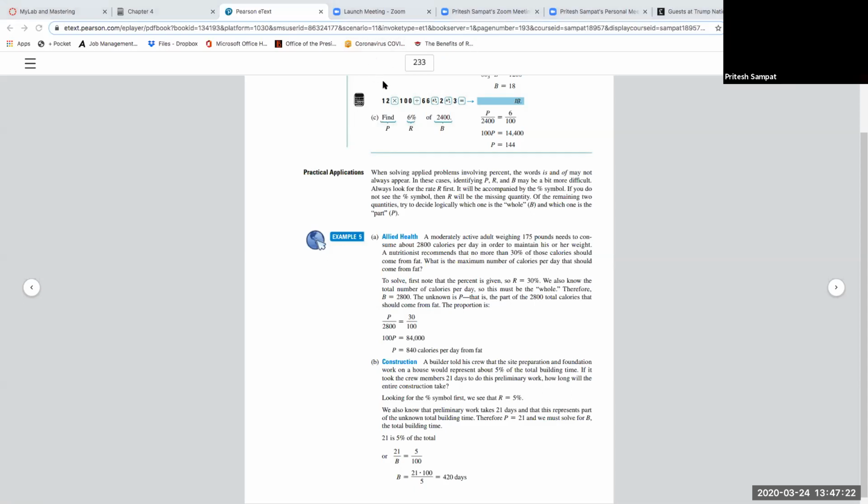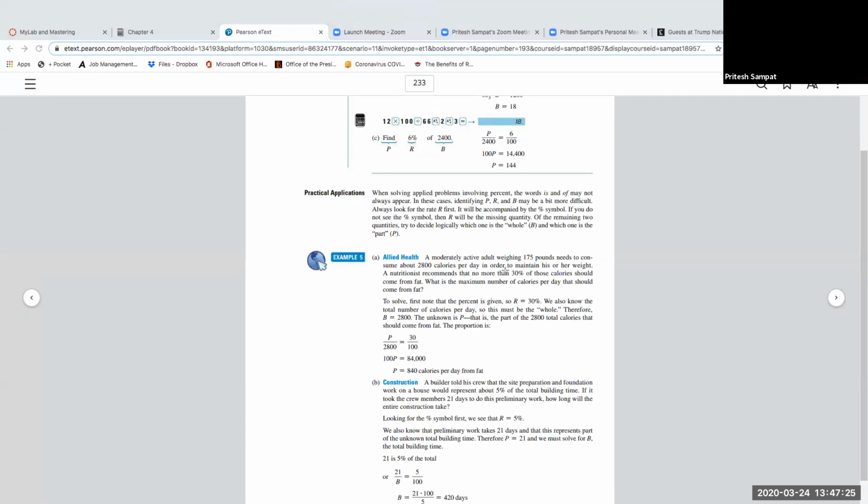So with example 5, a moderately active adult weighing 175 pounds needs to consume 2,800 calories per day in order to maintain his or her weight. The nutritionist recommends that no more than 30%. So we already see our rate, 30%, of those calories. This is our of. Those calories should come from fat.